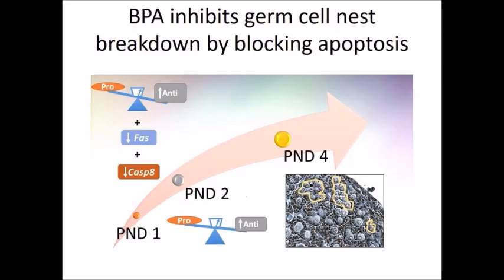Now, I don't have time to show you all the data, but CQ Joe in the lab has done a number of experiments to look at the mechanism by which BPA is inhibiting germ cell nest breakdown. And what she found is that it does so by blocking apoptosis. So that normal process of germ cell nest breakdown requires some of the germ cells in the nest to undergo apoptosis to allow breaking of the nest apart and allow formation of the primordial follicle pool.